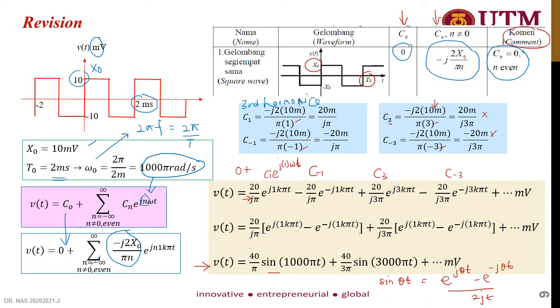Okay, and then to get the complex exponential into the trigonometric form, you need to use Euler's theorem. So in this case, you group the same coefficients. Then this one divided by 2, so multiply here by 2, so you get 40 over pi. And if you have 2j, it becomes a sine function. Okay, same goes for when n equals 3 and n equals minus 3.